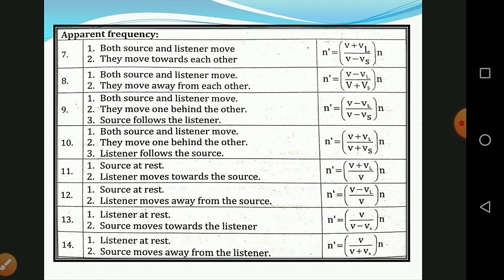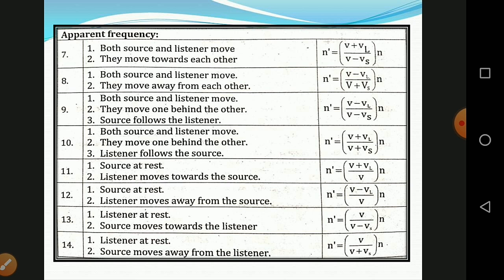And the next one, the 11th one, source at rest and listener moves towards the source. So for source at rest, vs is equal to 0. So n dash is equal to v plus vl divided by v, into n. When the listener moves towards the source, from right to left, that's why it is a plus sign.